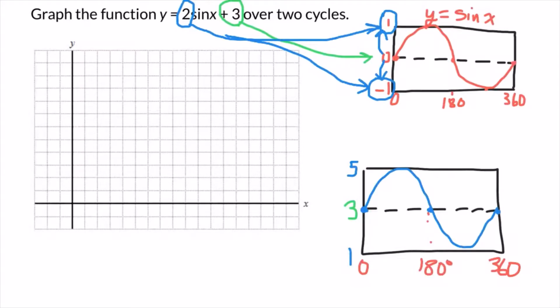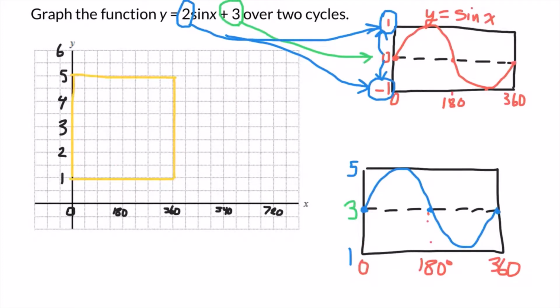So now I can graph this. I'll start by making an appropriate scale on my x and y axis. This box that I drew over here is going to help me when I'm graphing. I know my maximum value is 5 and my minimum value is 1. I know that my starting point on the x-axis is 0 and 1 cycle goes till 360 degrees. So I'm just going to draw this box on my actual grid over here.